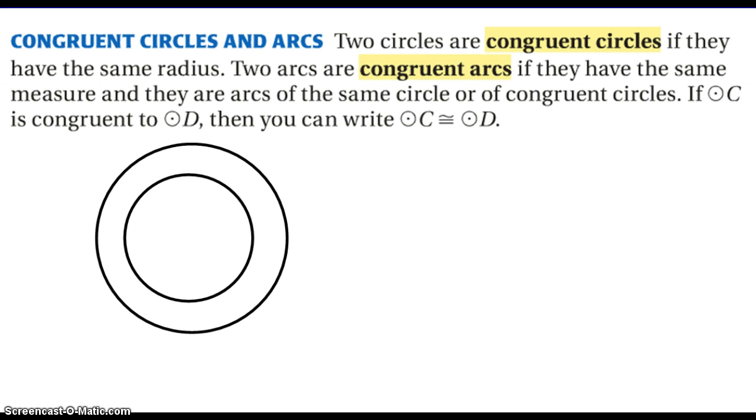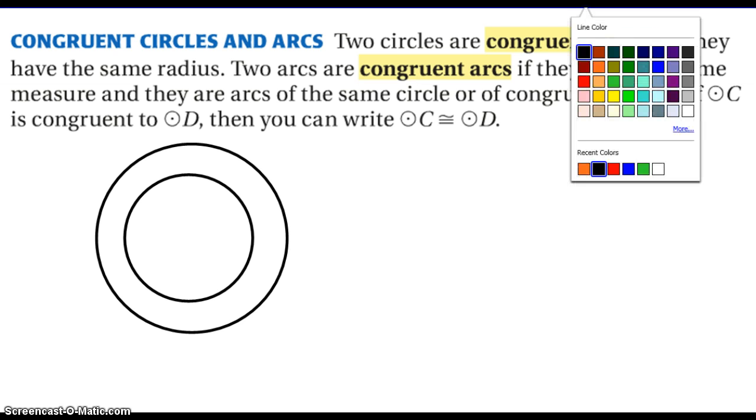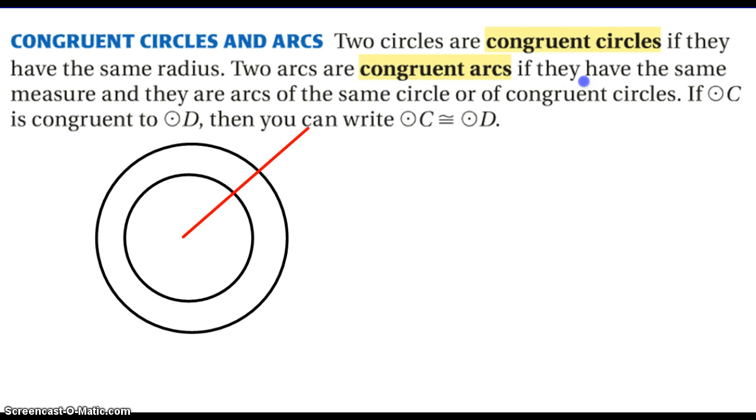So right now I have concentric circles, and if I intercept those arcs, if this is a 70 degree angle, then I know this arc is 70 degrees because it's a central angle. This arc is also 70 degrees. So I have two arcs that are congruent because they share the same central angle. And we'll look at more examples of these tomorrow.